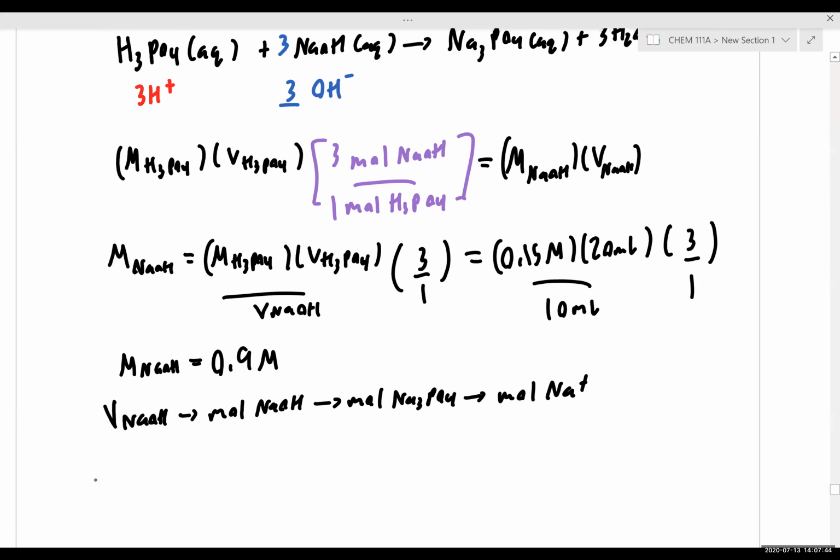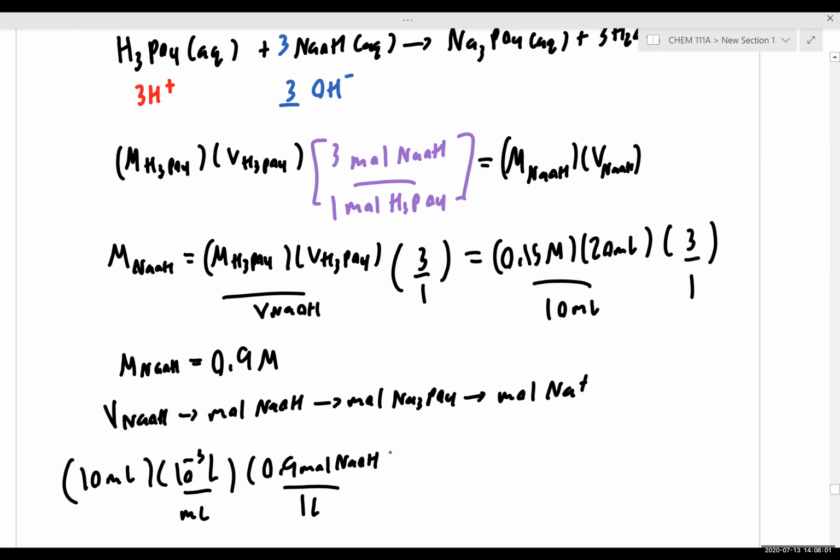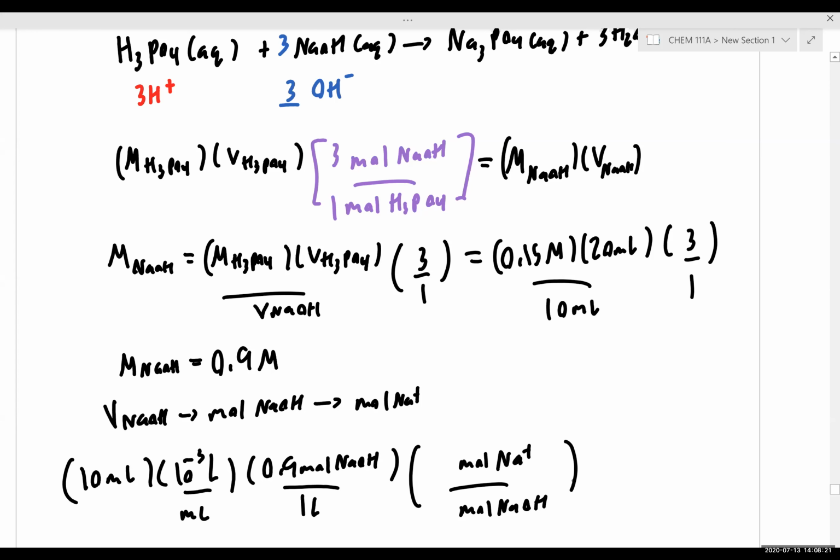First and foremost, we know that if we have 10 milliliters of sodium hydroxide, I'll have to convert that to liters. We know that we have 0.9 moles of sodium hydroxide per every 1 liter. We can just go directly to the moles of sodium because sodium is a spectator ion. My question to all of you is, how many moles of sodium plus do we have per mole of sodium hydroxide? What is our mole to mole ratio?